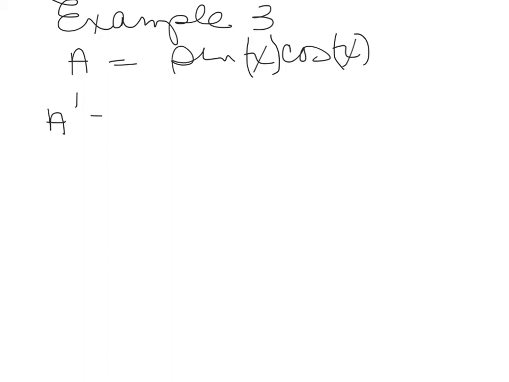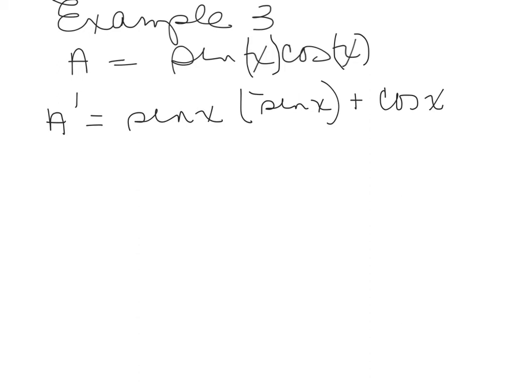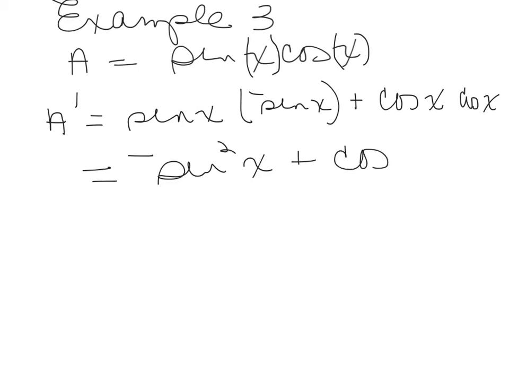So I see I have a product, so I know by my product rule that I'm going to say left d right, and the derivative of cosine x is negative sine x, plus right d left, and the derivative of sine x is cosine x. So let's clean this up. Sine x times a negative sine x gives me negative sine squared x, and then cosine x times cosine x gives me cosine squared x, and there we go.